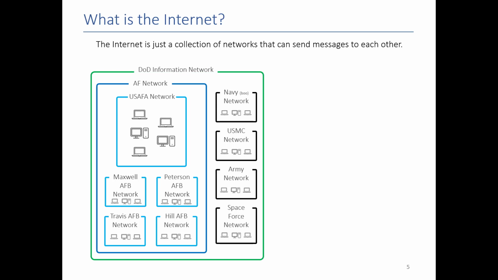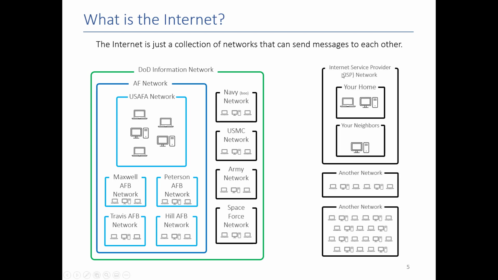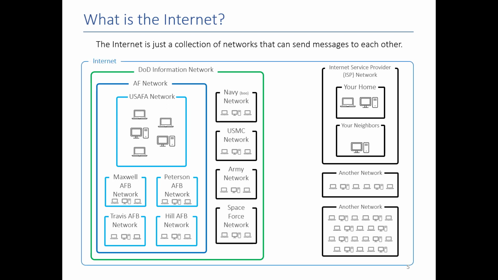And if you think about it, the DoD is not the only one who has networks. For example, your internet service provider has a network for your home, so Comcast, AT&T, Verizon, all of them have their own networks. And inside, there are your networks, your home network, your neighbor's network, etc. And all of these other networks just represent hundreds, thousands, millions of networks that are out there. Collectively, all of this is the internet.